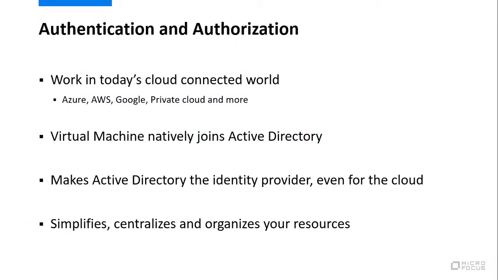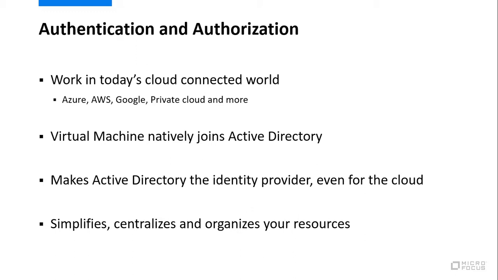So what do we mean when we talk about authentication and authorization? Well, today's connected world means you have resources living in places like Azure or AWS or Google or even private clouds, sometimes in multiple places. And what we do is allow you to virtually join Active Directory from those resources without the need to establish VPN access and without duplicating accounts on those remote resources. This makes Active Directory the identity provider, even for those remote cloud resources.